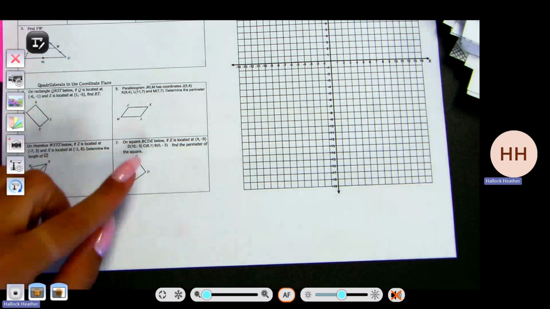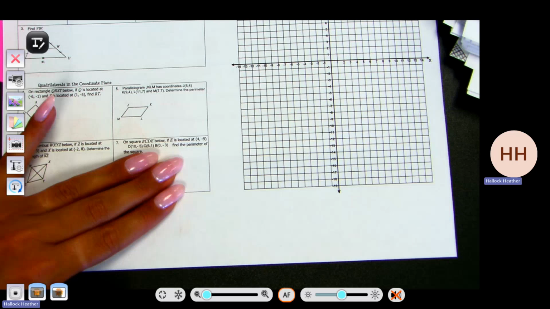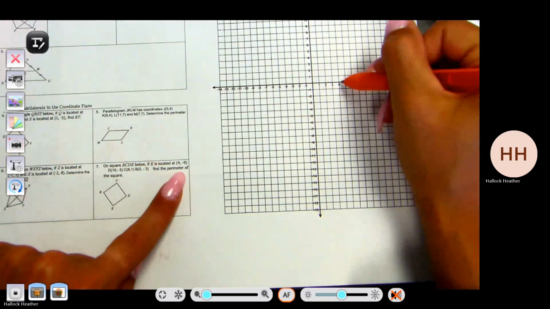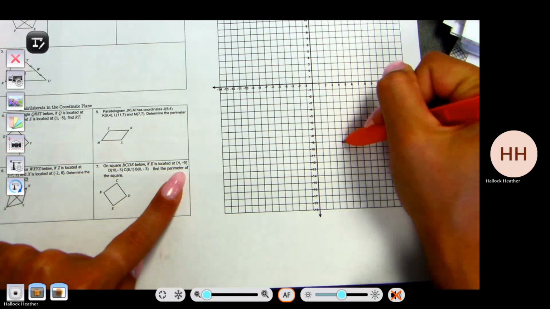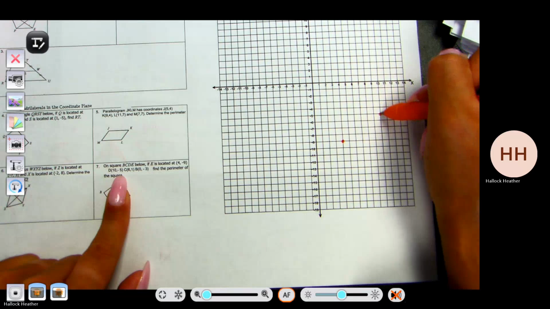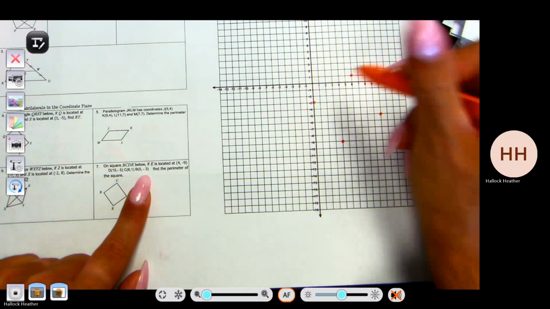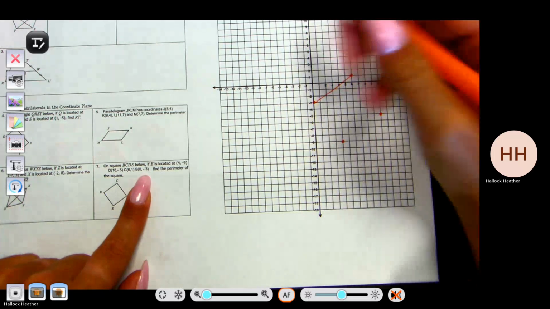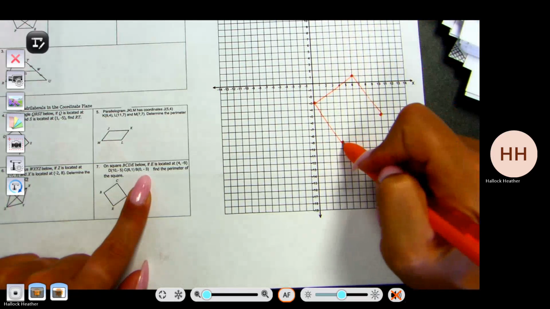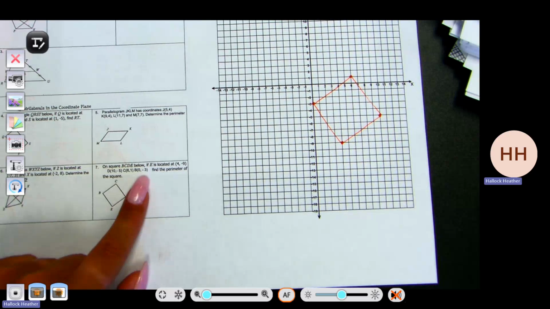On the EOC, there are going to be questions where it's not even going to give you a picture like this. To answer questions like that without any picture, use the graph paper they give you to plot it out. So let's plot our points for number 7. We have to find the perimeter.